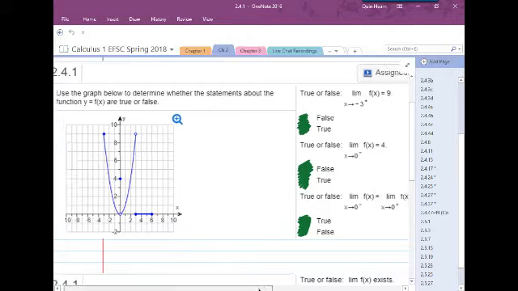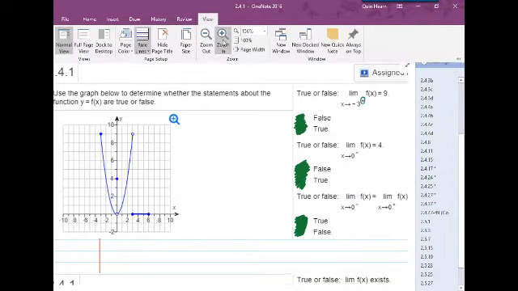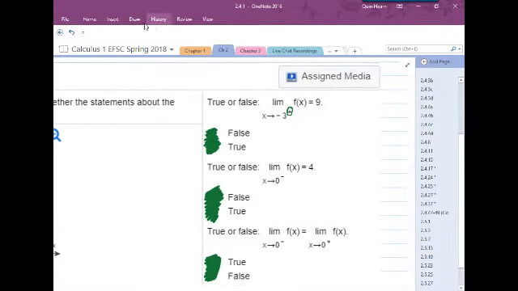So we have on the right here, true or false, the limit as x approaches -3 from the right, the little plus sign that's in the position of a superscript there. Maybe I should zoom in on that. That little plus sign there indicates from the right. So the limit as x approaches -3 from the right of f of x is equal to 9.